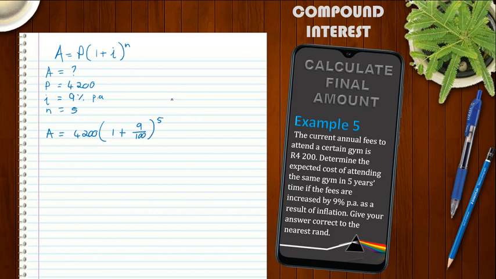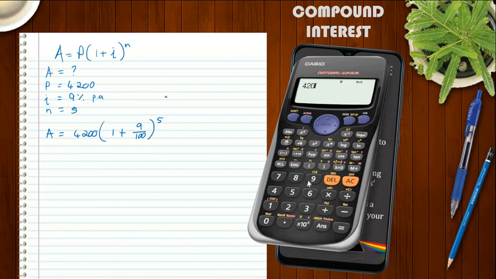Okay, so basically typing that into the calculator is quite straightforward. Then we have bracket, then 1 plus 9 over 100, and then to the power of 5. And that then gives us 6462,22. Okay, so we know in finance we round off to 2 decimal places because that is then our cents. So it's 6,462 rand and 22 cents.